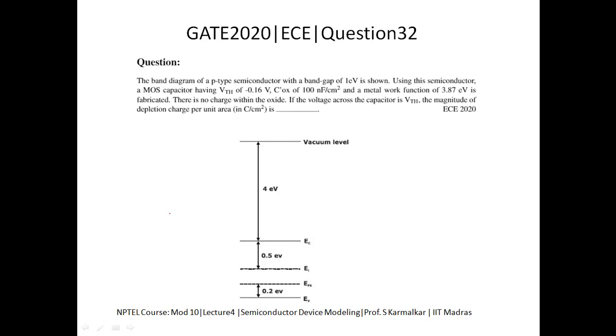In this question, we are given the band diagram of a p-type semiconductor of band gap 1 electron volt, and we are also given the information on the threshold voltage, oxide capacitance, and metal work function. It also states that there is no charge within the oxide and that the voltage applied across the capacitor is VTH. We are asked to calculate the depletion charge per unit area.